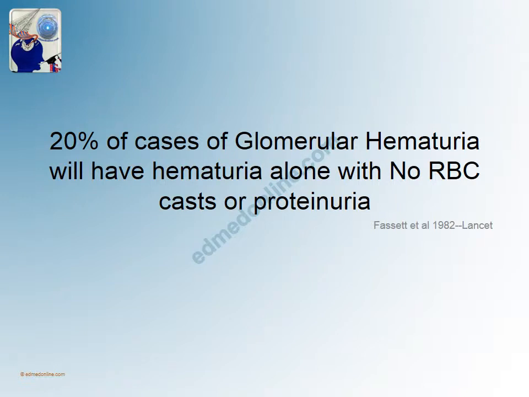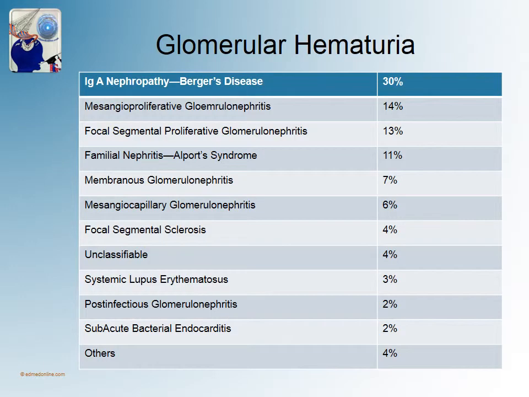Now we need to remember that 20% of cases of glomerular hematuria will have RBCs alone, but no RBC casts or proteinuria. I had already mentioned that glomerular hematuria is characterized by presence of dysmorphic RBCs, RBC casts and proteinuria. But only the RBCs are seen in 20% of cases and no RBC casts or proteinuria is seen in these cases, which means that there can be some discrepancy in diagnosis based plainly on microscopic evaluation. Now there are a number of causes of glomerular hematuria.